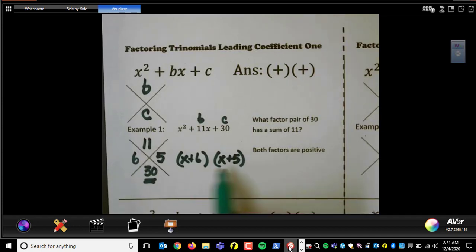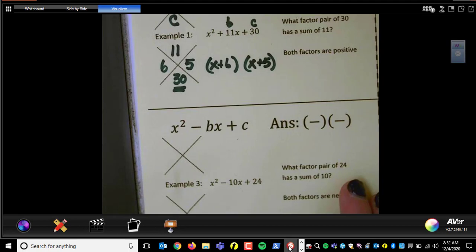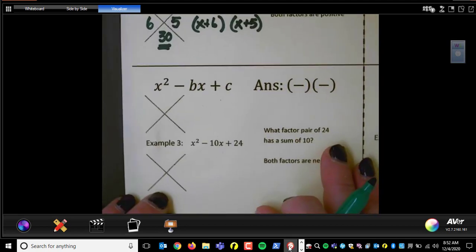Now this is going to become important eventually when we do graphing with our quadratics. This is going to help us find where that quadratic is crossing the x-axis. All right, let's look at the next example. All right, I'll just go straight down here.